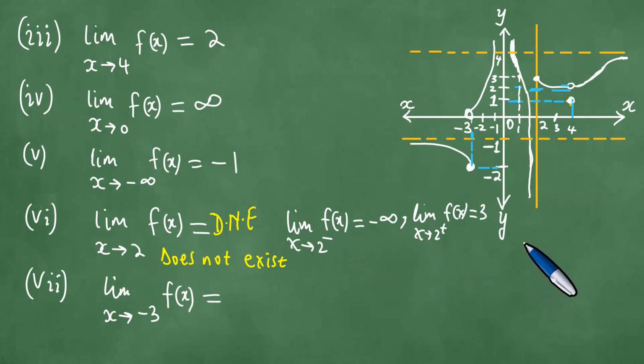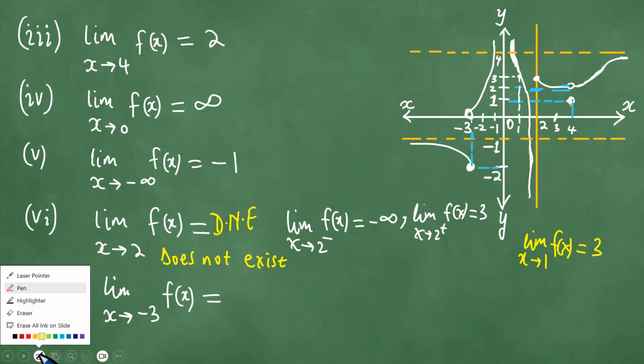the fact that the limit is x approaches 1, right? Because x is 1. There are two ways in which you can approach 1. From the left, the function approaches 3, and from the right, the function also approaches 3. So the limit of f of x is 3.